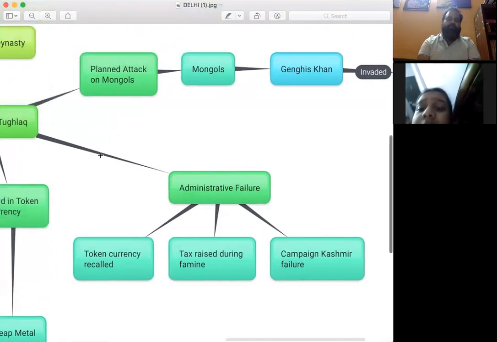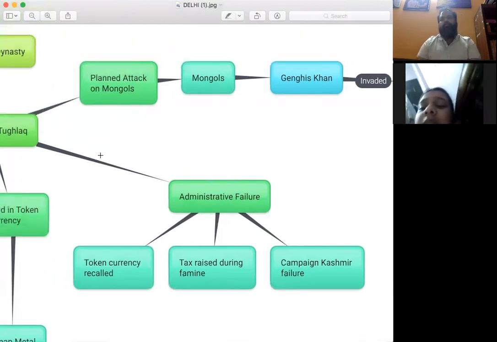Then comes the tax raised during famine. To meet those expenses of soldiers and all, he needed tax. And during those times, famine was happening. Famine means there was no rain, drought, no agriculture and no water. Because of that, it was drought all over the place. But he raised the tax to get more money. So that was one unpopular thing. People did not like it.